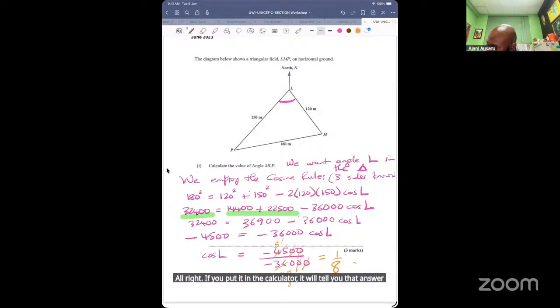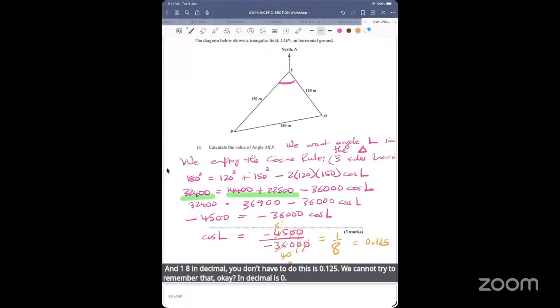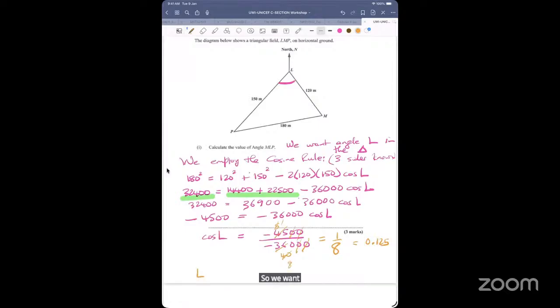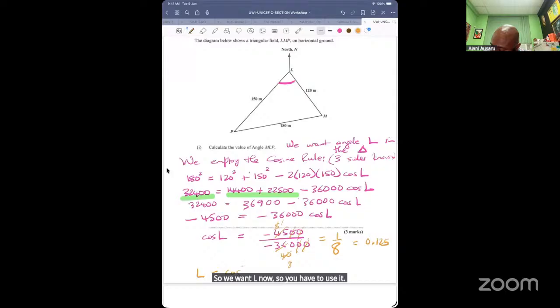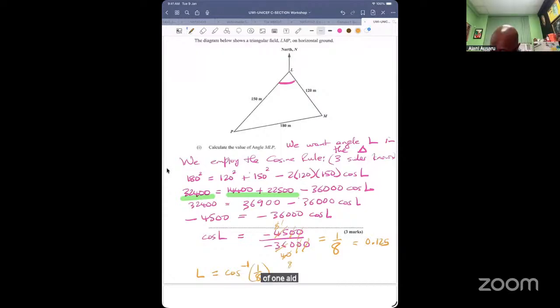And 1/8 in decimal, you don't have to do this, is 0.125. You can try to remember that, okay? Now, this is where you have to pay attention. You have to use the inverse cosine, cos inverse, on the calculator of 1/8, or you put in 0.125 on the calculator, and it's going to give you something like what?